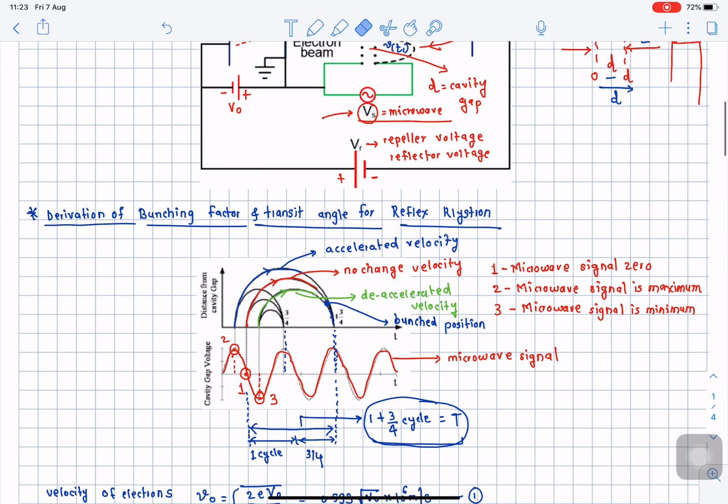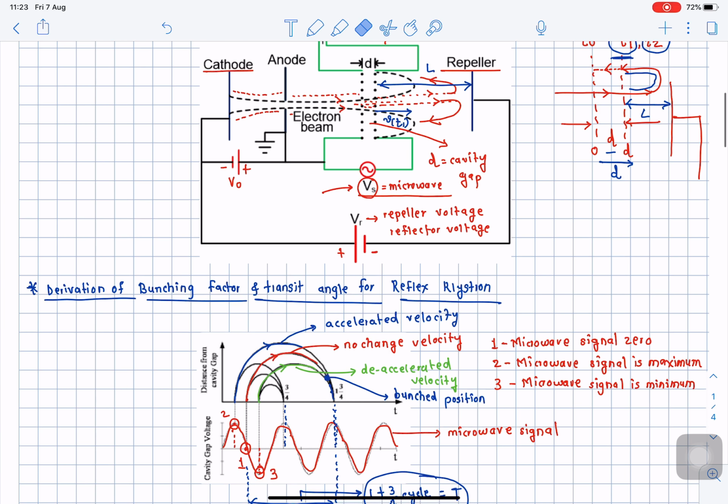So we will stop here, and from the next lecture we will start again with a new type of linear beam tube, that is the traveling wave tube, which actually acts as an amplifying device.